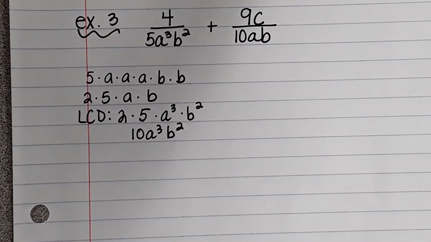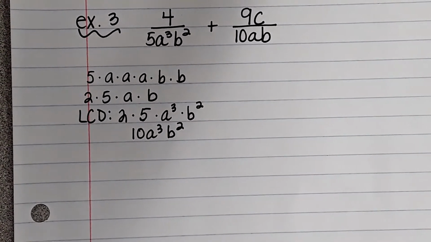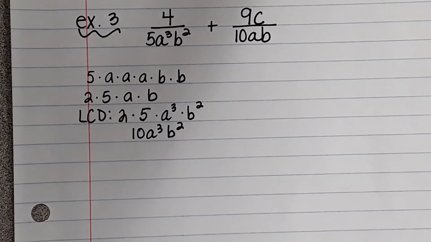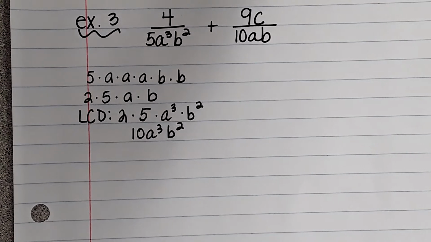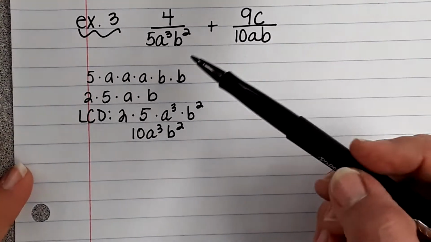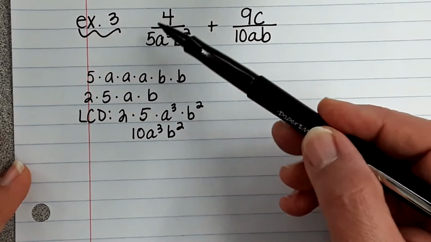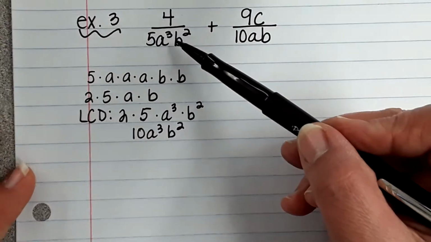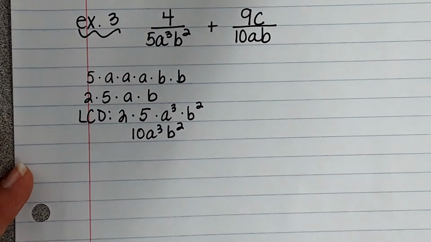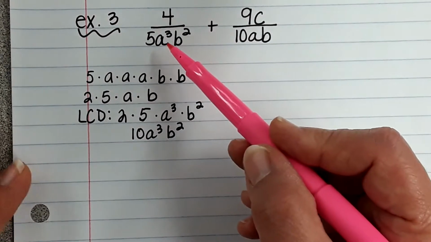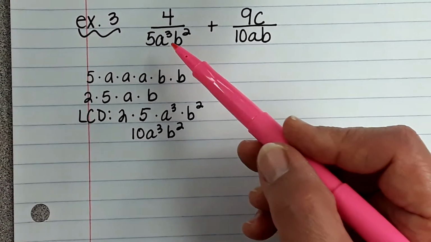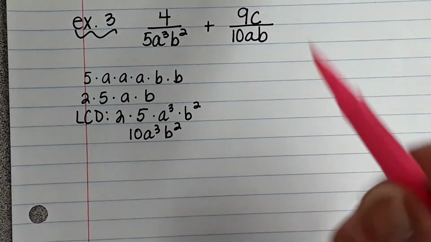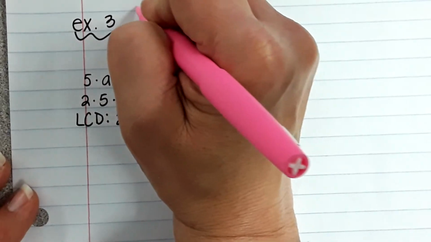How did I do that? You took the highest amount of 2's in them, the highest amount of 5's, the highest amount of A's, the highest amount of B's. So now our job is to decipher what is missing from 5a to the third b squared. So what is missing from this denominator? This needs to be a 10, so what do I need to do? Multiply it by 2.